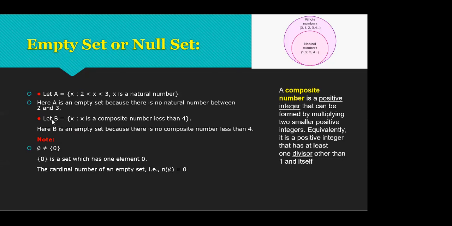Next example would be set B. Set B is a set wherein x is a composite number less than 4. So guys, what is a composite number? A composite number is a positive integer that can be formed by multiplying two smaller positive integers. Equivalently, it is a positive integer that has at least one divisor other than 1 and itself. So, guys, can you tell me what is the smallest composite number?